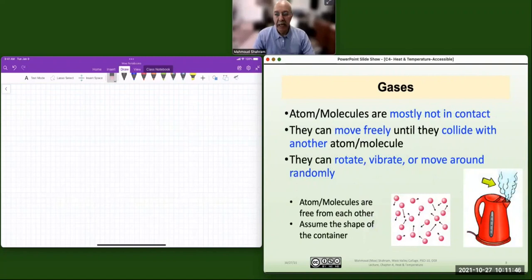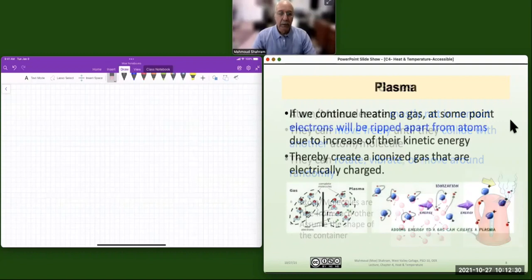Then we have a gas, in which atoms and molecules are usually not in contact, so they're in close proximity, and they can collide with each other. Obviously they can move around, they rotate, they can vibrate, and everything is randomly moving around. The gas, if it is contained in a container, can take the shape of the container. But if it's not, then they can scatter in the space.